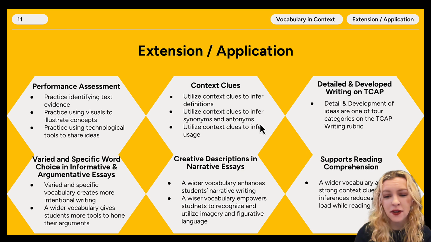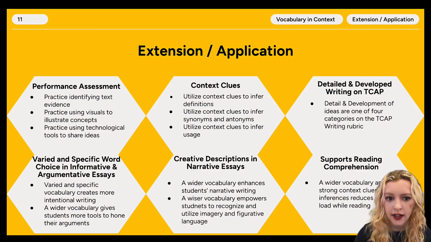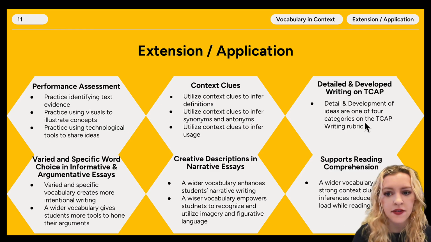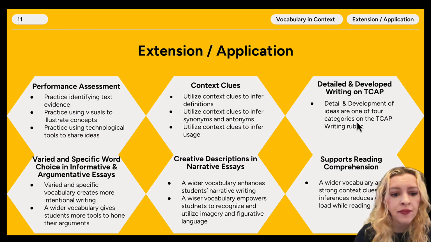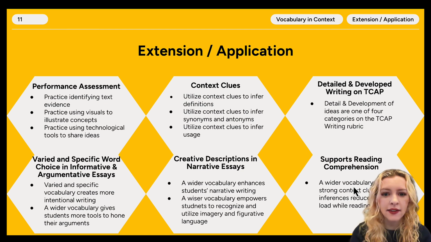And then it can also be used in multiple choice context clues questions. So I think it will be really helpful not only in looking at writing assessments, but also in standardized testing to see what is the transfer here? How do these skills work in both kinds of assessment? And then, of course, there's a section on TCAP about detail and development. And it'll make their vocabulary very specific for informative and argumentative essays, which is really what I'm looking for, and more creative in narrative essays. And of course, it will support reading comprehension. The more vocabulary students know, the less the cognitive load is that they have to deal with while they're reading.